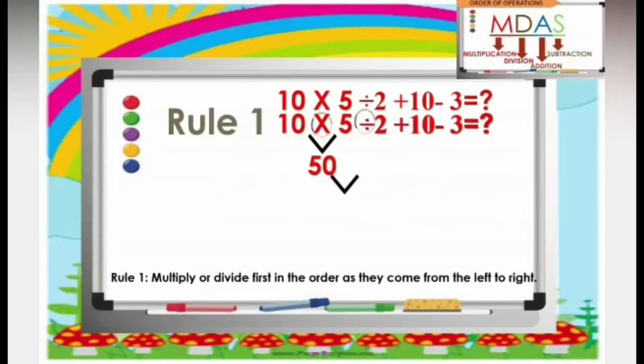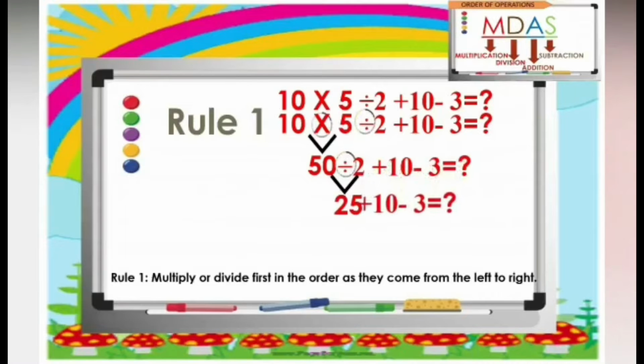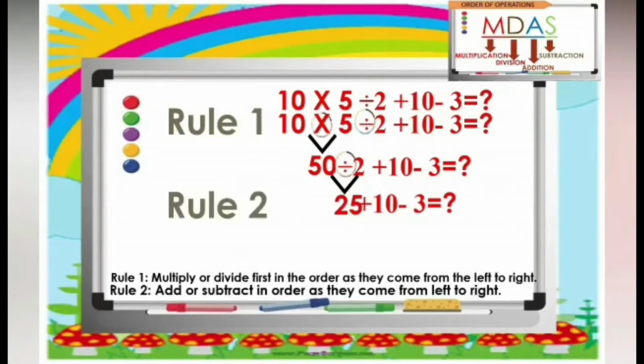Then bring down all the digits and operations that we still need to solve. Since we have division, addition, and subtraction, following the MDAS rule, we need to solve first for division. So we have 50 divided by 2 and the answer is 25. Then again, let's bring down the remaining digits and operations, and now we have addition and subtraction.